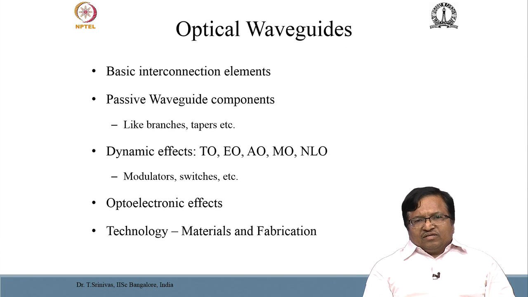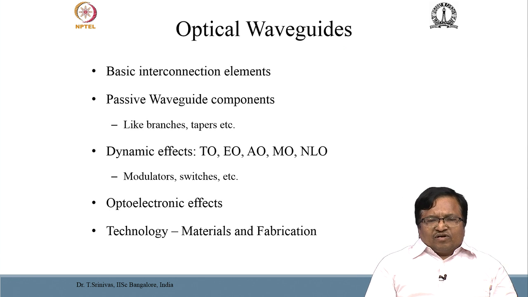So, let us start the talk with optical waveguides, which are the basic interconnection elements in integrated optics. Like wires in electronics, optical waveguides are the basic elements interconnecting various components on the chip. Then the waveguides can be used for making many passive waveguide components, like branches, tapers, couplers and so on and so forth. And as we saw earlier with the electro-optic effect, a lot of dynamic effects can be used to control the properties of these devices on waveguides.